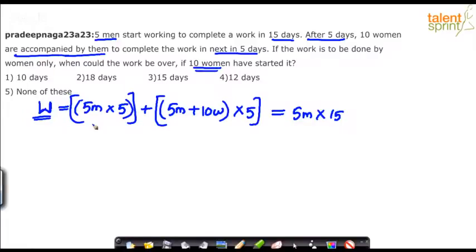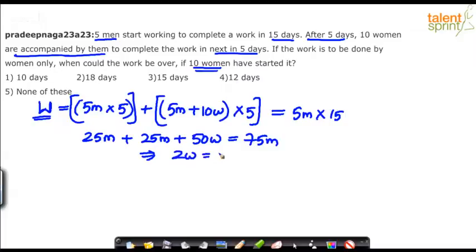See what happens here. 5 into 5, 25 men, plus this 5 into 5, 25 men plus 50 women equals 5 into 15, 75 men, right? So what do we get? 50 women equals 25 men. This will give us 2 women equals 1 man. Yes or no? Upon simplification, 75 minus 50 gives you 25. So 50 women equals 25 men, or 2 women equals 1 man. So basically 1 man is equivalent to 2 women.